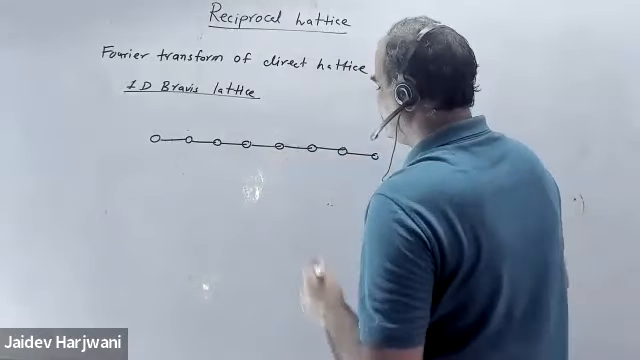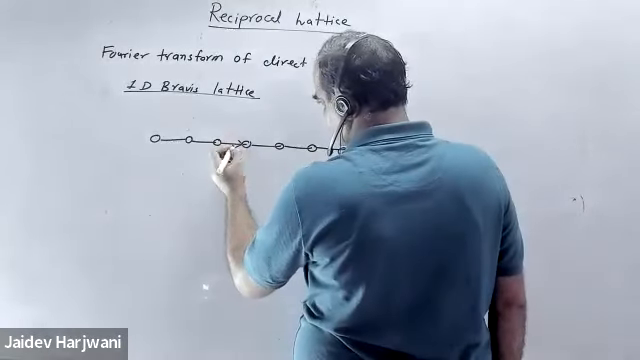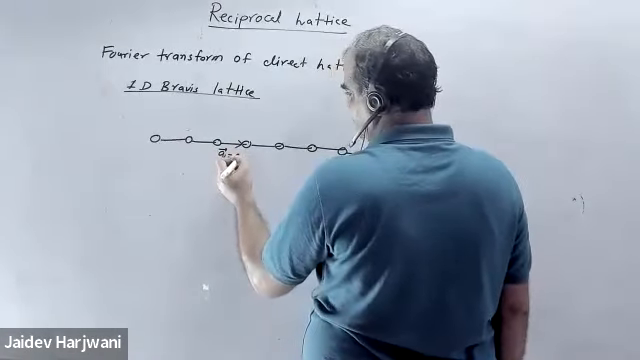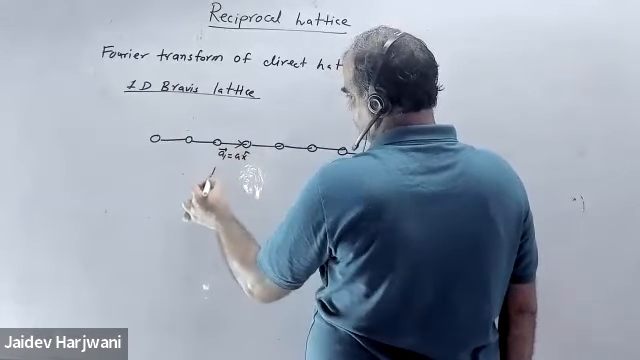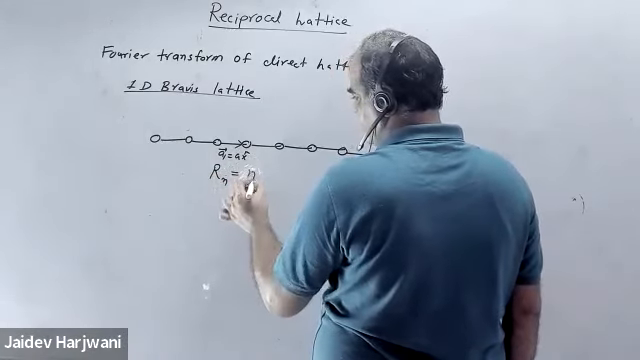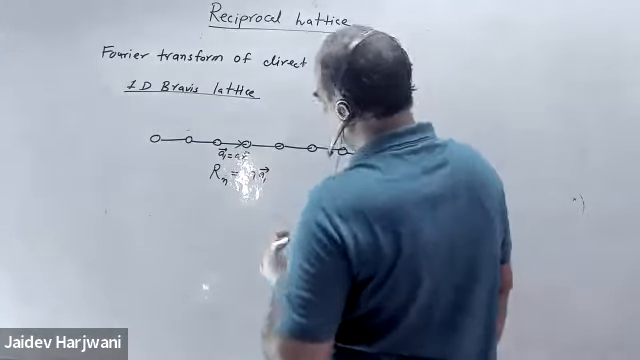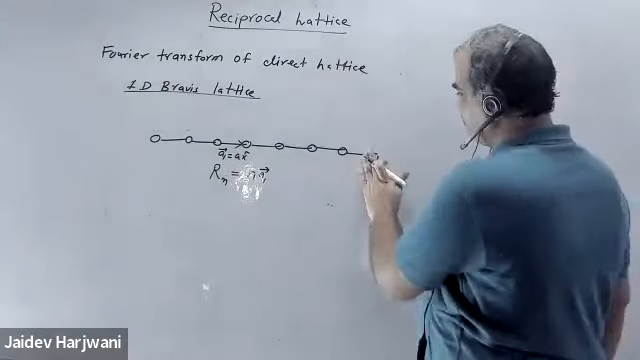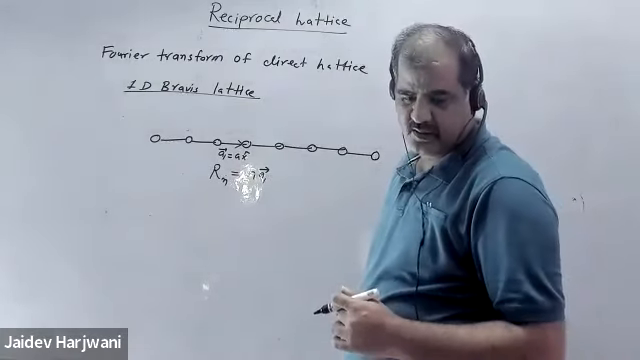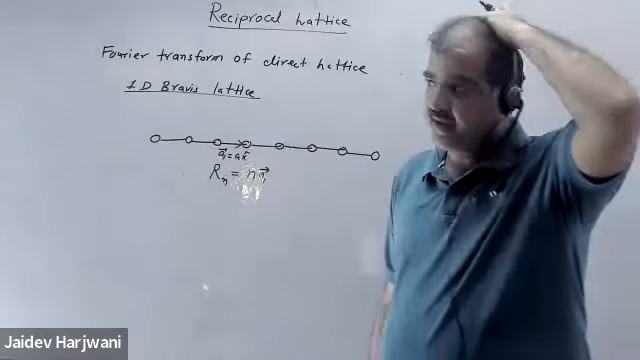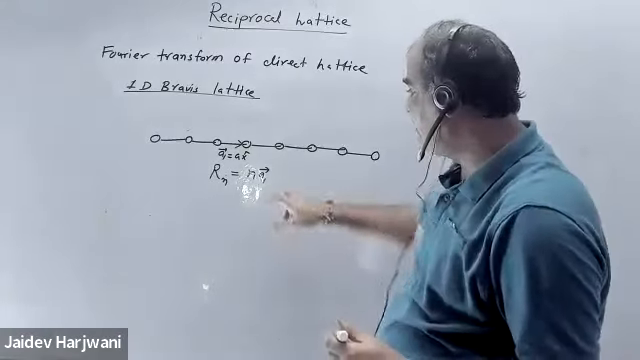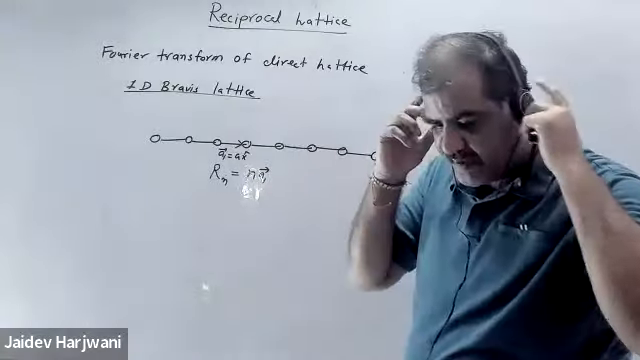Now I can define this Bravais lattice by a primitive vector, say a1, whose magnitude is a and direction is x. So this one dimensional lattice can be represented as n a1, isn't it? This is my one dimensional lattice. Now I want to take the Fourier transform of this lattice. So first of all, what is Rn equal to? Rn equal to n a1, where n is an integer.